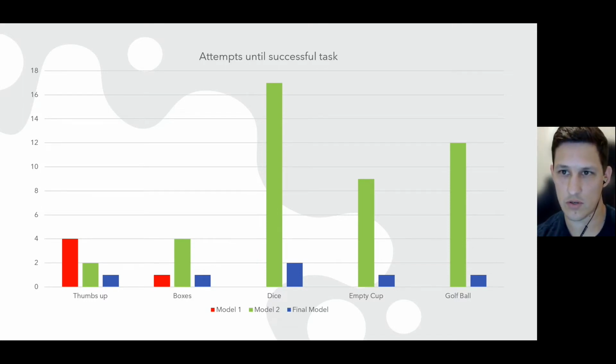The second model took a lot more tries on the dice, empty cup, and golf ball than the final model did. As you can see, the final model only took one try with the exception of dice, and that was just because dice are tiny and it was hard to pick up. Otherwise, it did an excellent job, and you can see that here.